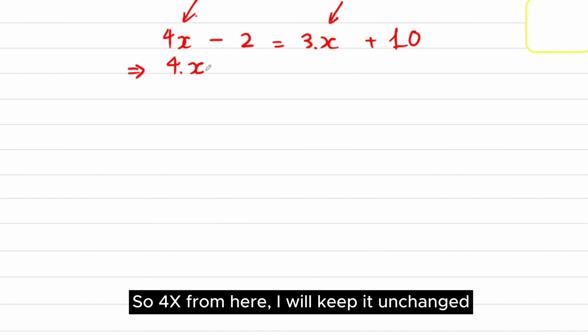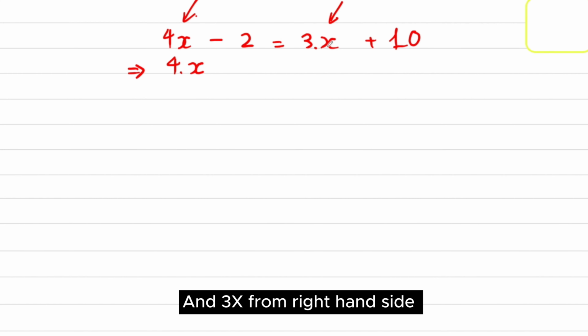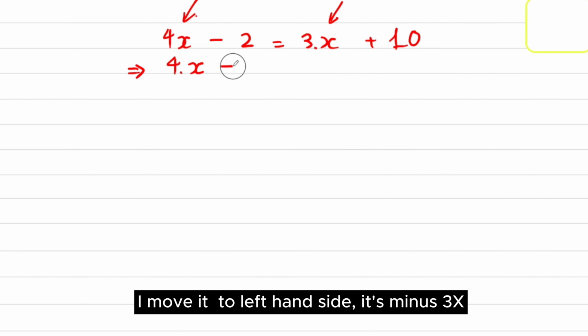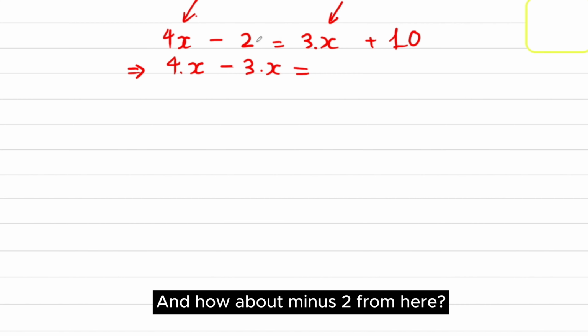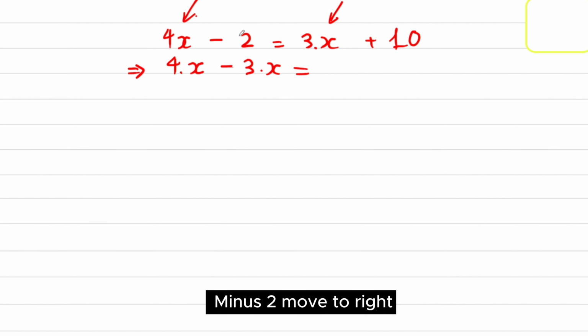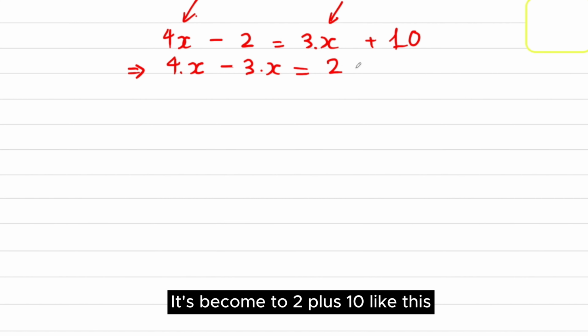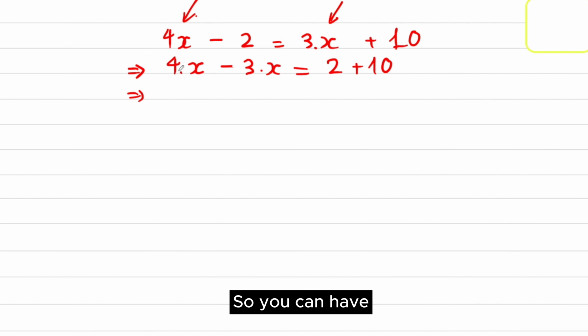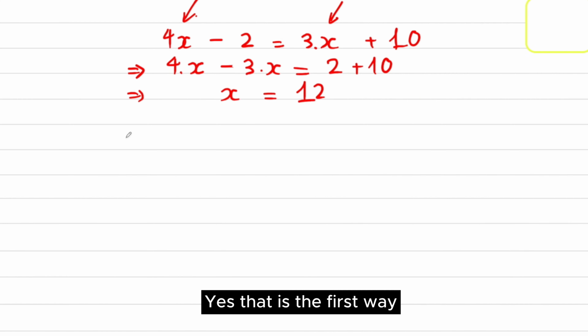So 4x from here, I will keep it unchanged. And 3x from the right hand side, I move it to the left hand side, it is minus 3x. And how about minus 2 from here? Minus 2 moves to the right, it becomes 2. 2 plus 10 like this. So you have here 4x minus 3x equal to x. And this one is 12. Yes, that is the first way.